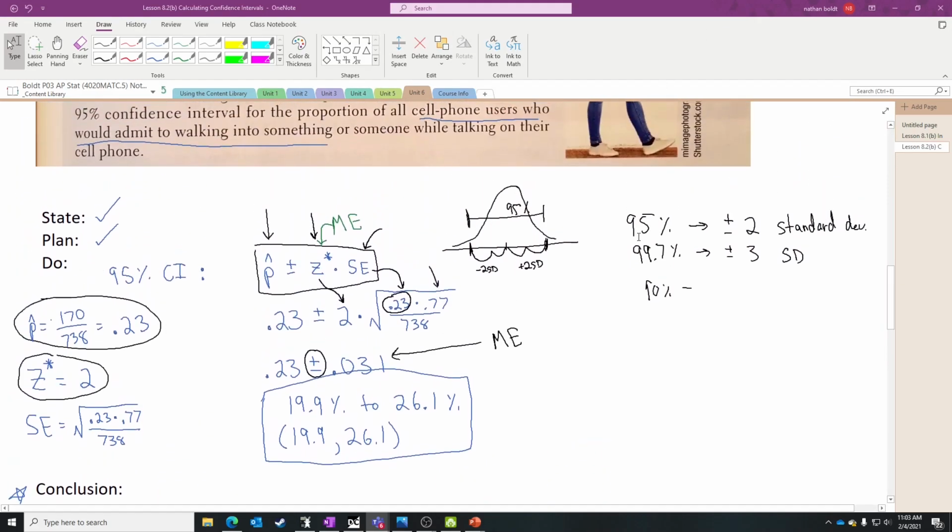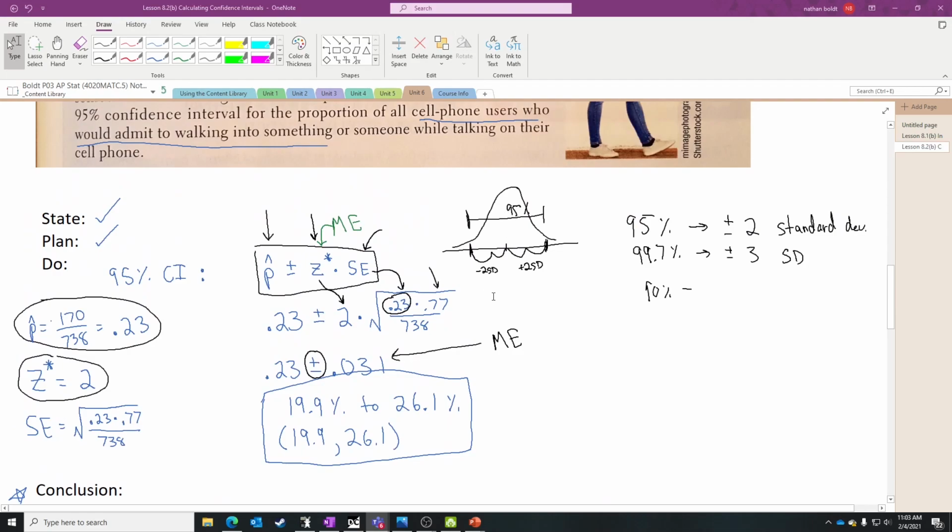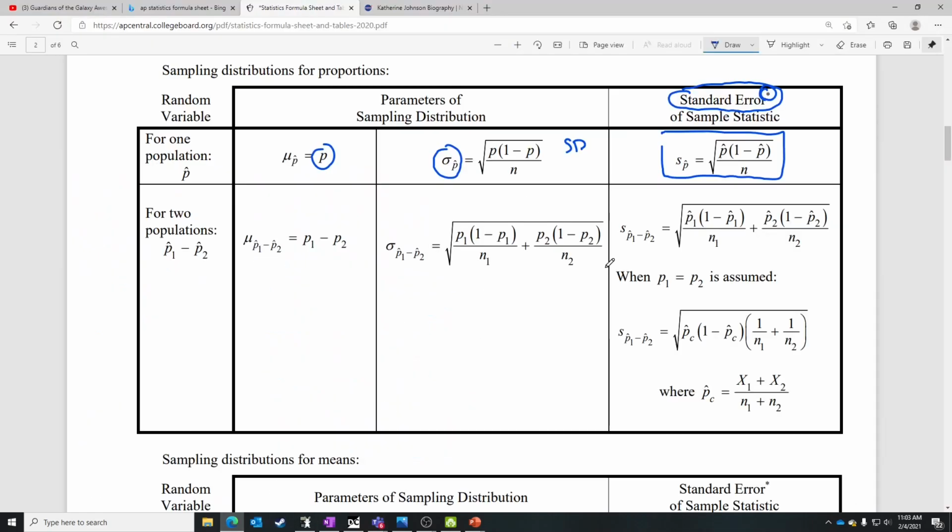Q is 1 minus P. In the formula from College Board, they always say 1 minus P. I think it's more elegant to say the square root of P times Q over N, but Q is 1 minus P. Some textbooks use this way, some textbooks use that way. They're the same thing.